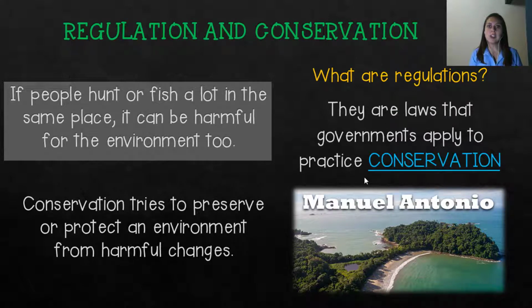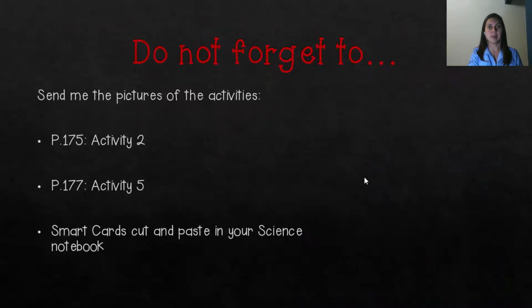What are regulations? They are laws that governments apply to practice conservation. And what is conservation? It tries to preserve and protect an environment from harmful changes. One example that I put in here is a national park, but not only national parks. There are more places where we can have conservation or regulations.